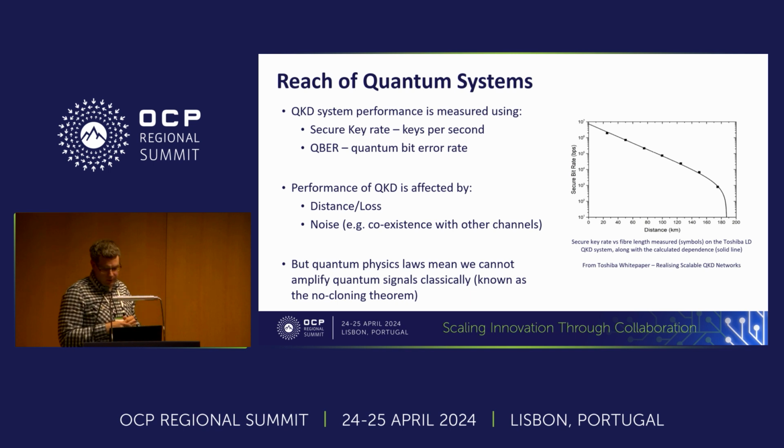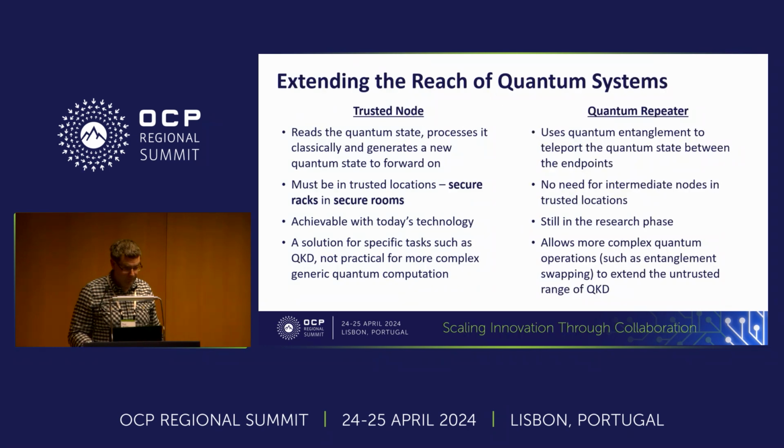The graph we can see on the slide here is shown from a Toshiba white paper, looking at their system, and we can see how the key rate decreases as we start to increase the distance of the fiber link. But unlike the classical signals, as we saw earlier, we just can't amplify them classically as we've done with standard data transmission. The laws of physics mean that we can't make copies, which amplification effectively is doing, without destroying the quantum state.